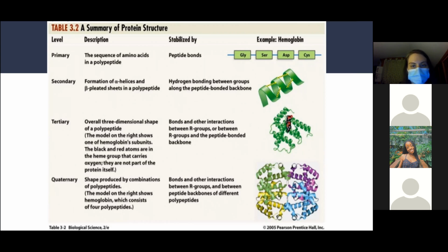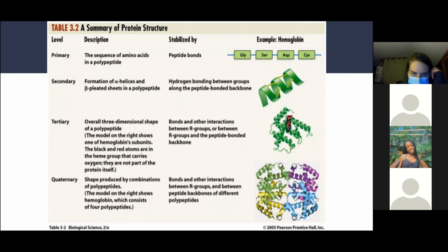And then you have your tertiary, and here's where you get your overall three-dimensional shape. The protein starts to fold on itself based on the amino acid interactions. The bonds that forms will determine whatever shape it has, along with the beta pleated sheets and alpha helices. And those bonds are going to be between your R groups, or between the R groups and the backbone. And then you have your final quaternary structure.